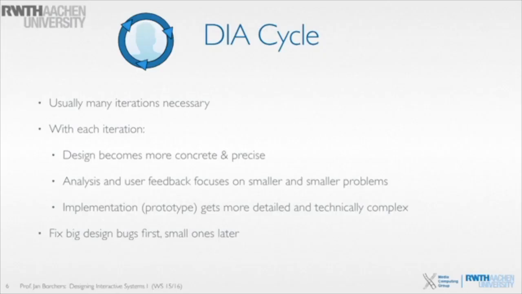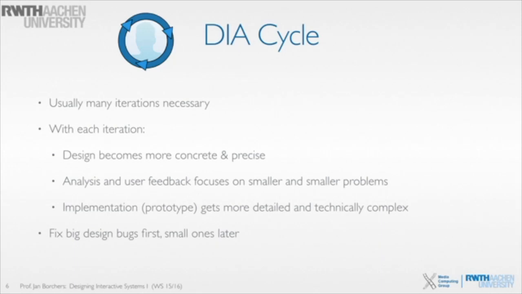So it's a cycle because usually you need many iterations to go through this before you're actually done. And with each iteration, hopefully stuff happens, right? Stuff improves. So your design actually becomes more concrete, more precise, more like the final product that you want to develop. But also your analysis and your user feedback in the beginning will be about very general, very broad questions.